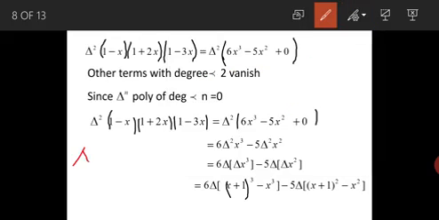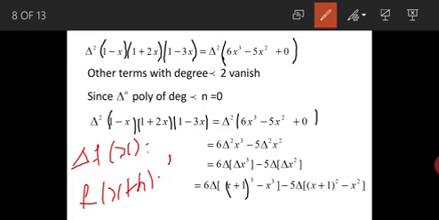Delta of f of x means we know that delta of f of x is equal to f of x plus h minus f of x. We know this general formula, right? So according to that, h we are taking as 1, then x plus h, wherever x is there, that should be replaced by x plus 1. So you can see it here. Here x is replaced by x plus 1, right?